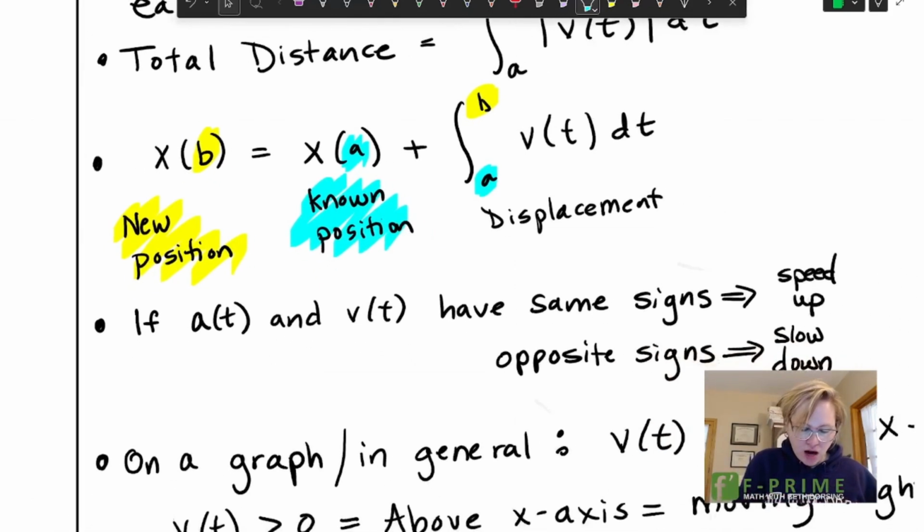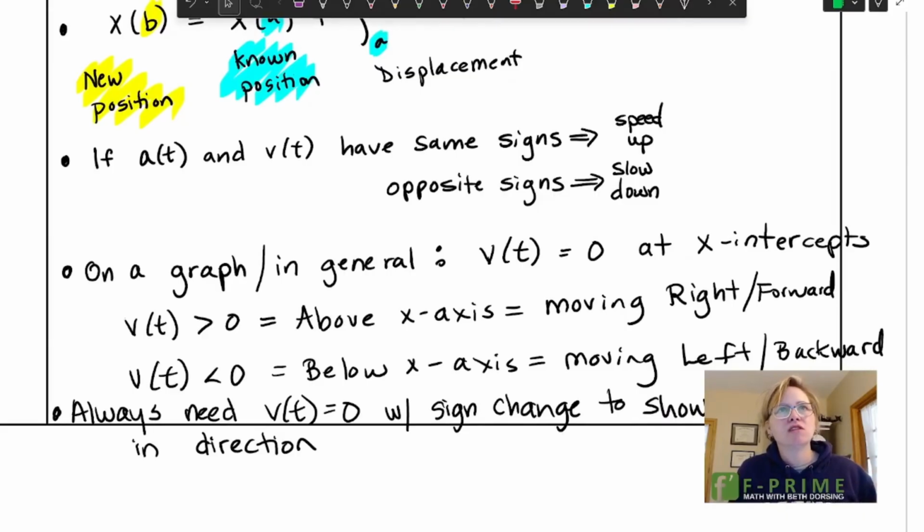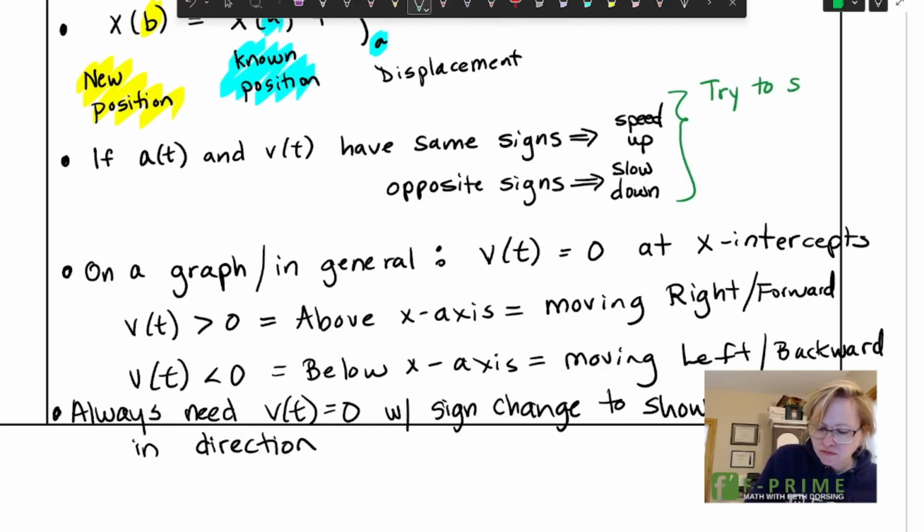Now, you're also going to be asked to do a little bit of analysis about what's happening with the particle. So just a reminder that if the acceleration and the velocity have the same signs, that means that the particle is going to speed up. If they have opposite signs, that means that the particle is going to slow down. So how can you tell if you have positive or negative velocity? Well, you're going to want to show the value. So plugging the number in and getting a numerical value is always an excellent idea. So let's add that in. Try to show it numerically whenever possible.